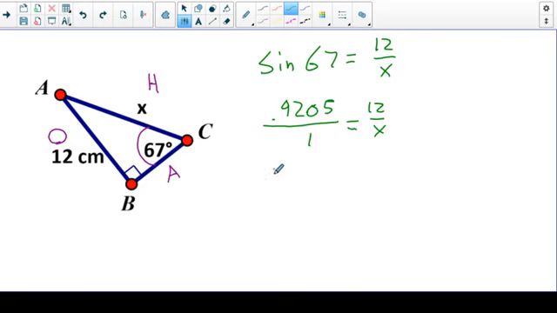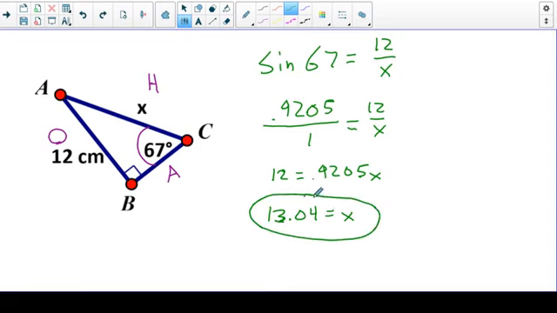1 times 12 is 12. And then this is going to be 0.9205x. Okay, and my last step here is to divide. I'm going to divide both sides by 0.9205 to get rid of that. There we go. So 12 divided by 0.9205 gives me about 13.04. You might get something a little bit different depending on how you round or how your calculator rounds and stores digits, but this is going to be my answer.